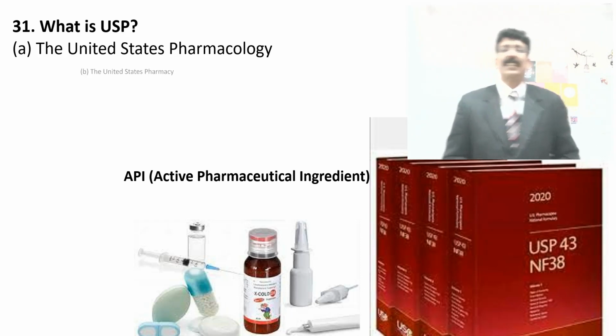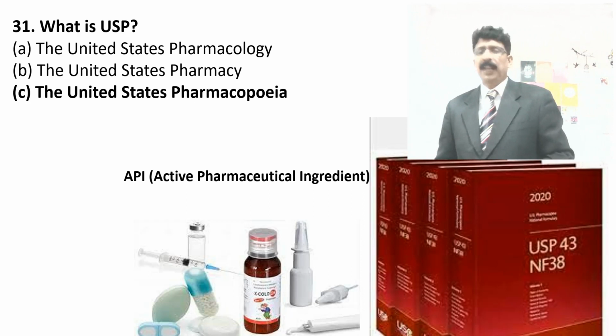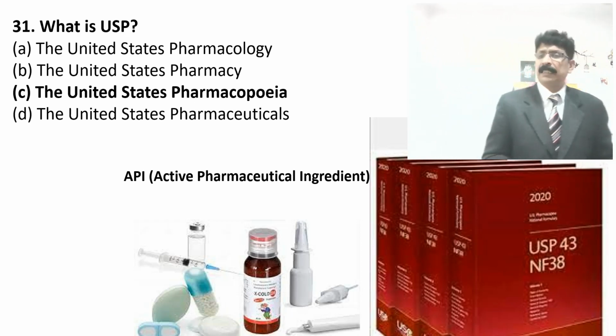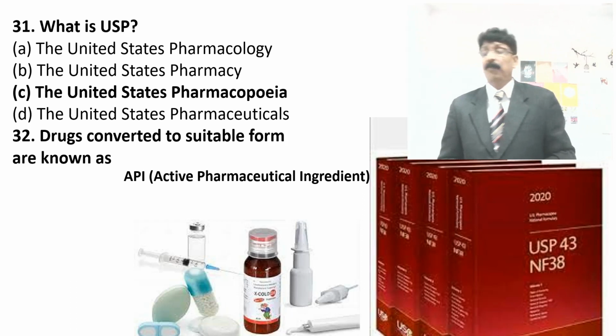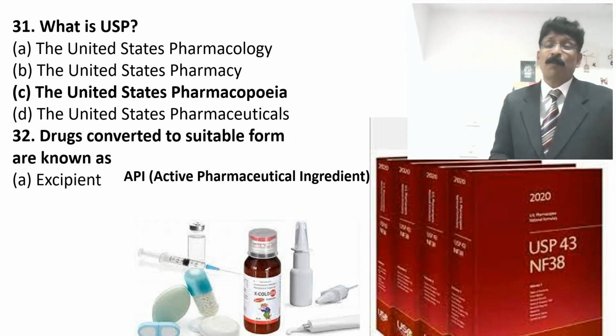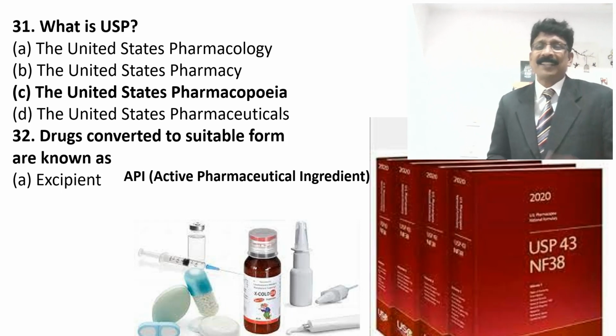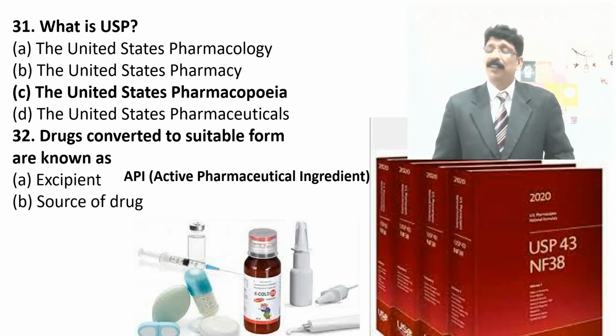United States of Pharmacology, no. United States of Pharmaceutics, no. United States of Pharmacopoeia. United States of Pharmaceutics, they have given a choice. Drug converted to suitable form are known as excipients? No. It is other than the active principle that is called excipient. Source of the drug? No.